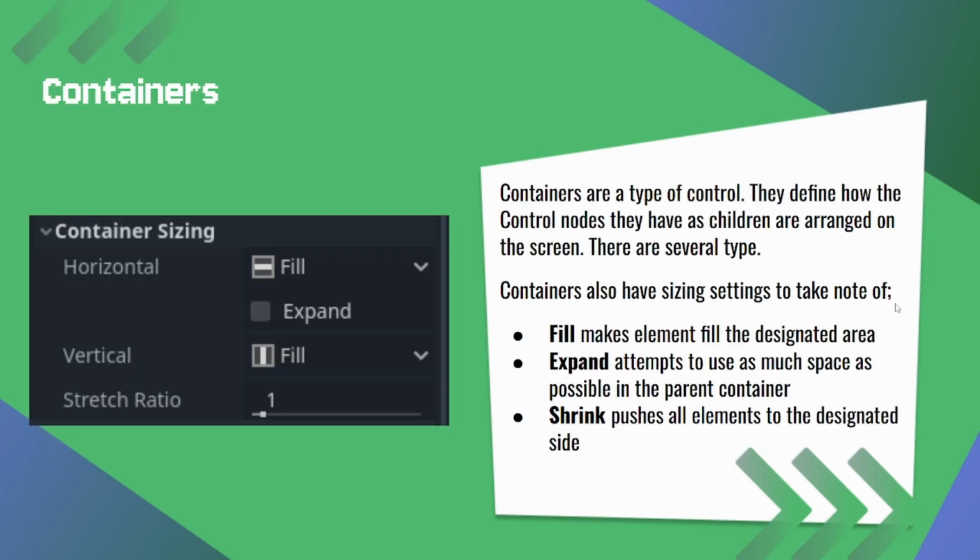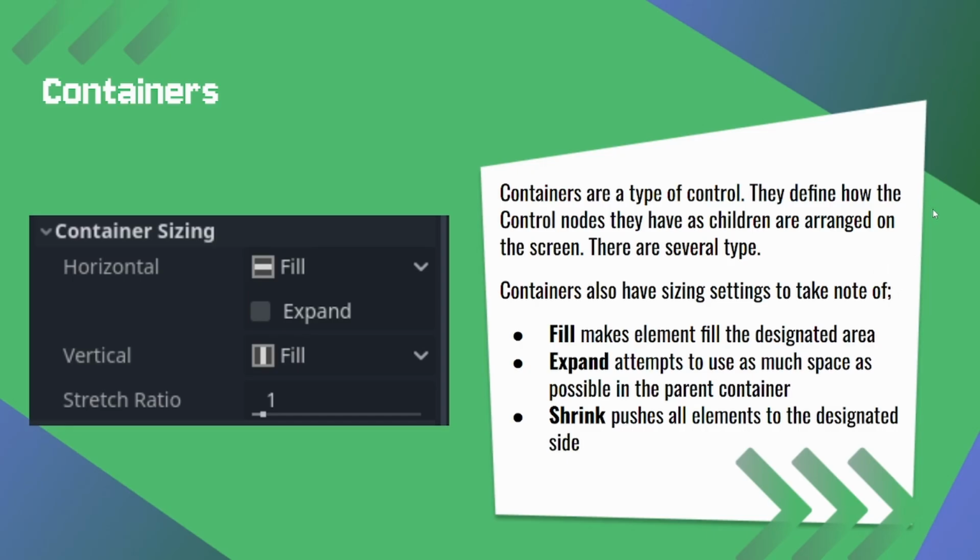All right. So containers are a type of control node. They define how the control nodes that they have as children are arranged on the screen, and there are several types. We'll get into those in a second, but they have a couple of settings to take note of. Fill will make all of the elements it has as children fill the designated area. Expand attempts to use as much space as possible within the parent container. And shrink pushes all elements to the designated size.